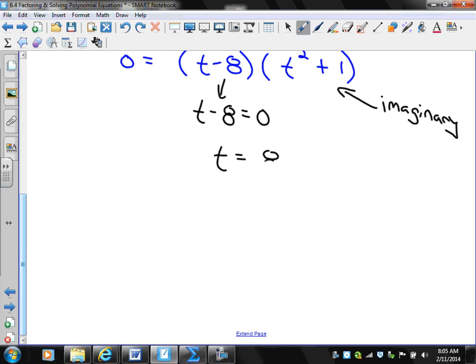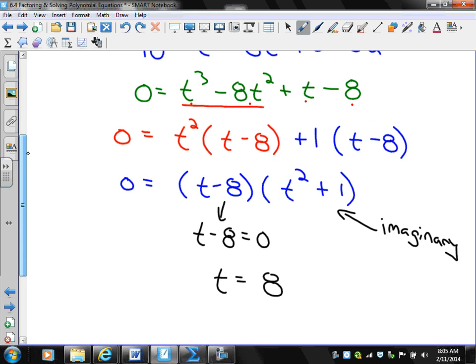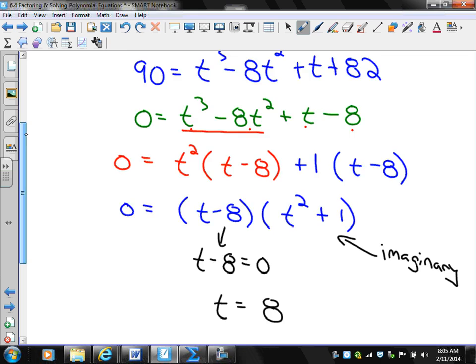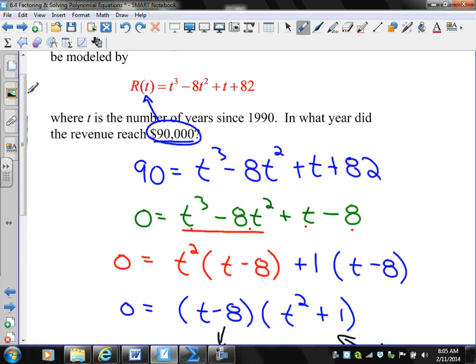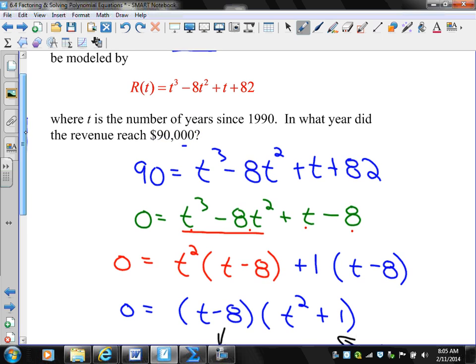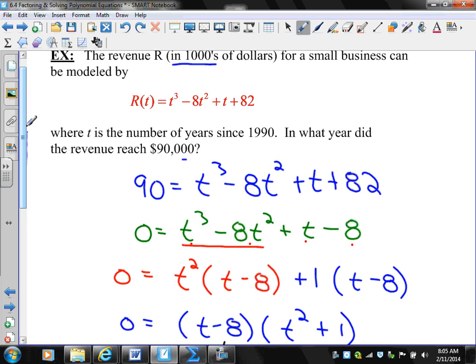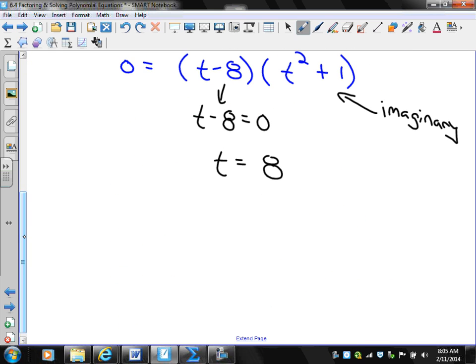And now I'm going to go back up to the top, and I'm going to try to answer the question here. So the question is saying, in what year did the revenue reach 90,000? Well, if t is 8, and t is the number of years since 1990, I just need to add 8 to 1990. And that's going to tell me that we're going to reach this goal of $90,000 in revenue in the year 1998.